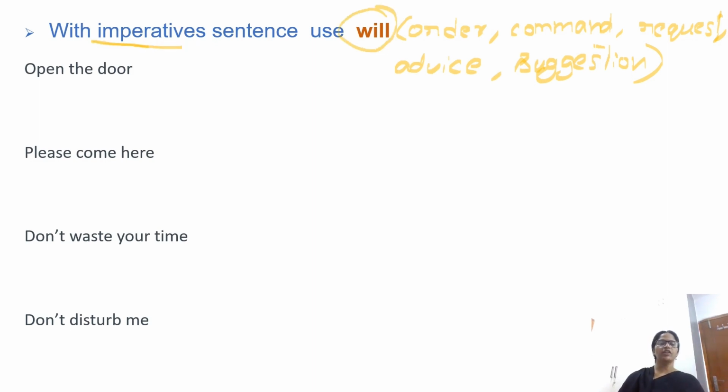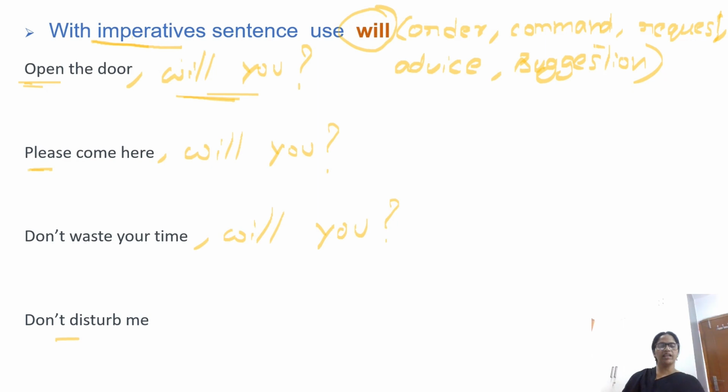Okay, let us see the examples. Open the door. Here it is an imperative sentence, so we should use will you. Please come here. Here also it is a request, an imperative sentence. We should use will you. Don't waste your time. Here also it is advice, an imperative sentence. The tag should be will you. Don't disturb me. It is an imperative sentence. We should use will you as a question tag. Hope you understood. For imperative sentences we should use only will you.